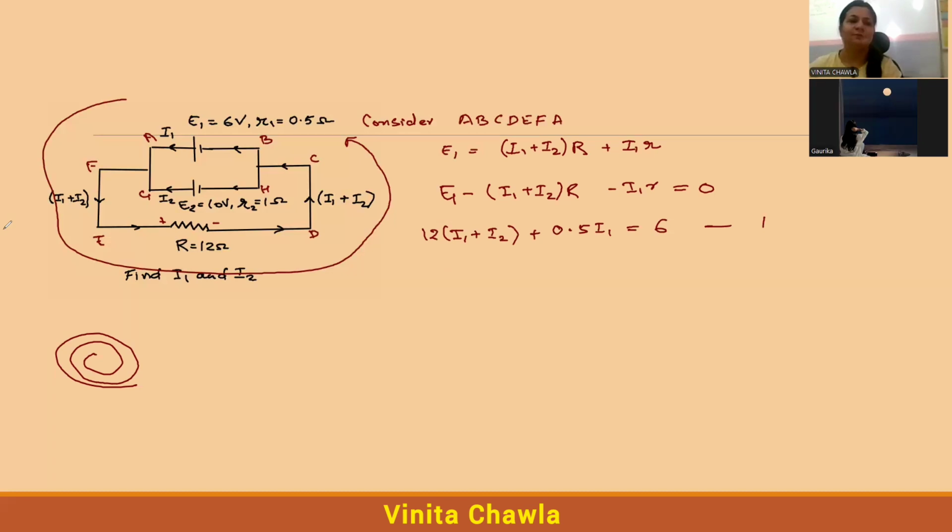Let's simplify it further because we have I1 twice here. So we can see we have this 12 I1 and 0.5 I1. So we can write this as 12.5 I1 plus 12 I2 is equal to 6. So this is equation 1. Any doubt?